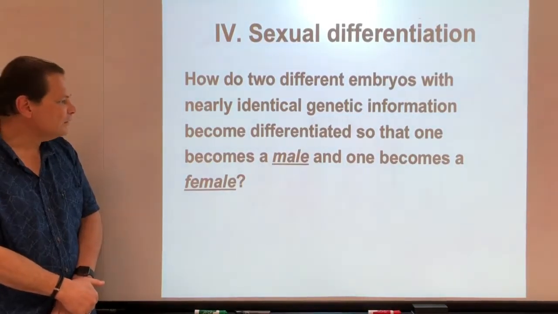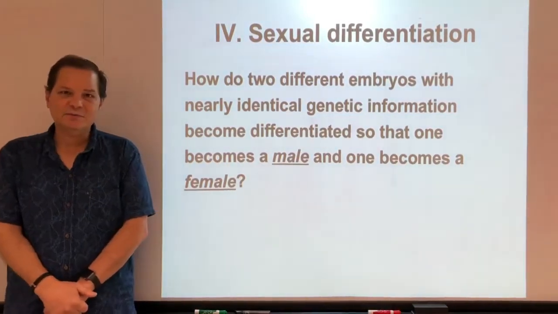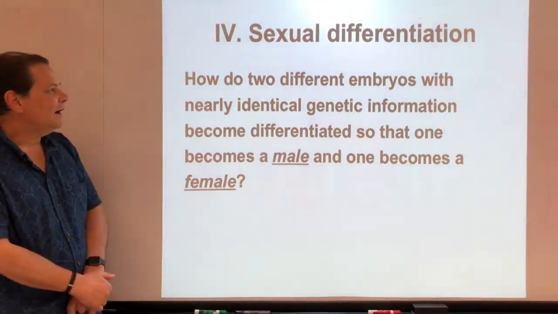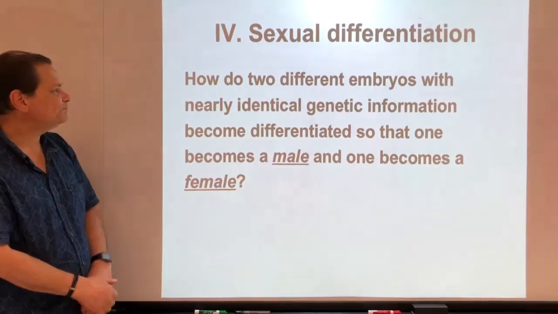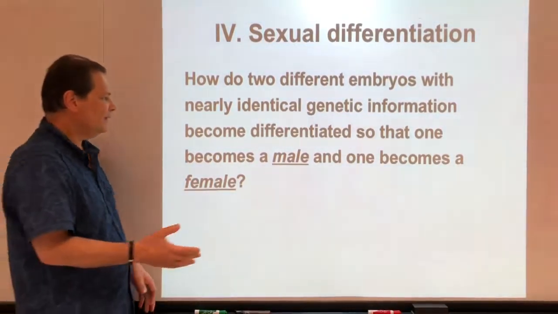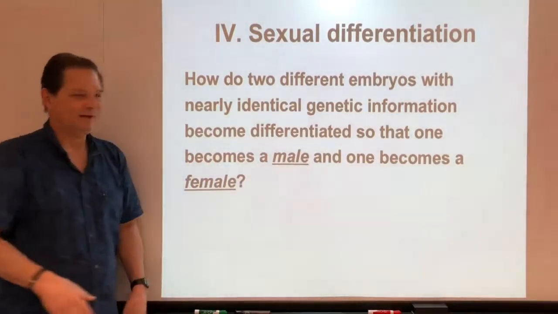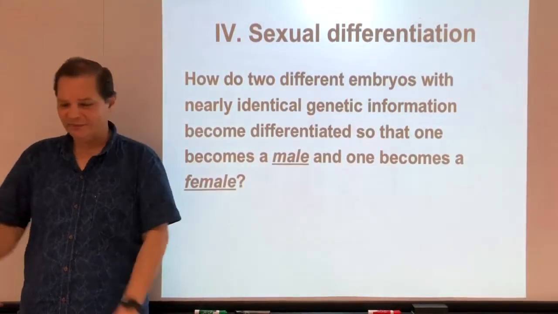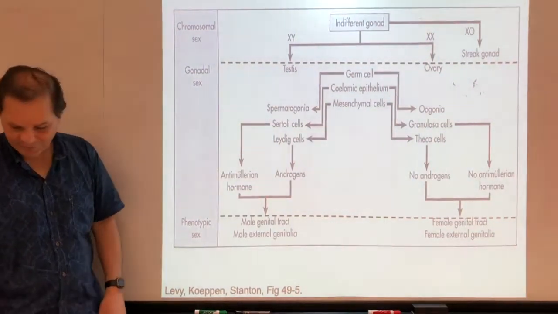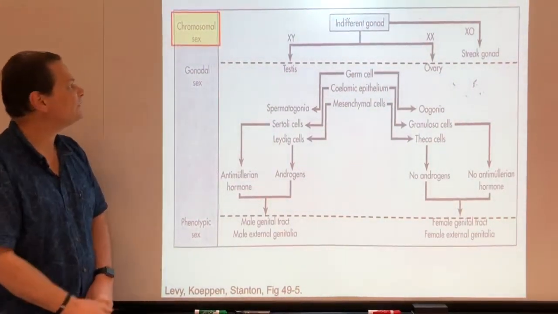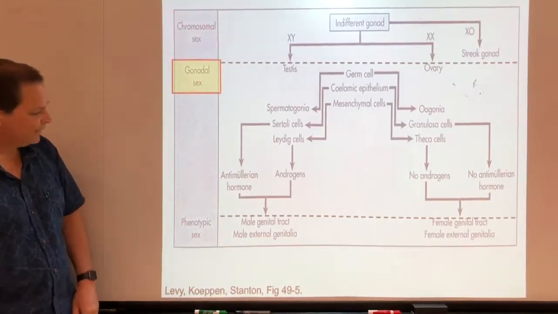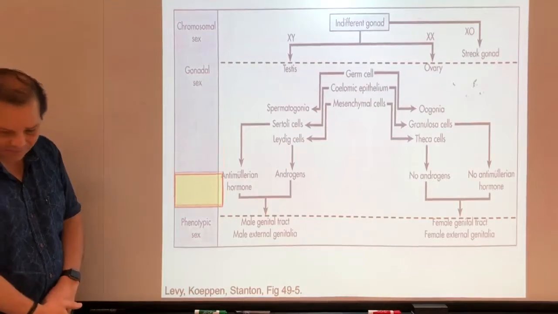Okay, so let's talk a little bit about sexual differentiation before we wrap this video up. Basically, how do two different embryos with basically the same genetic material become either a male or a female? And basically this comes down to how do we define sex. So there are three different ways that we characterize sex. The first is chromosomal sex. The next is gonadal sex, and the next is phenotypic sex.